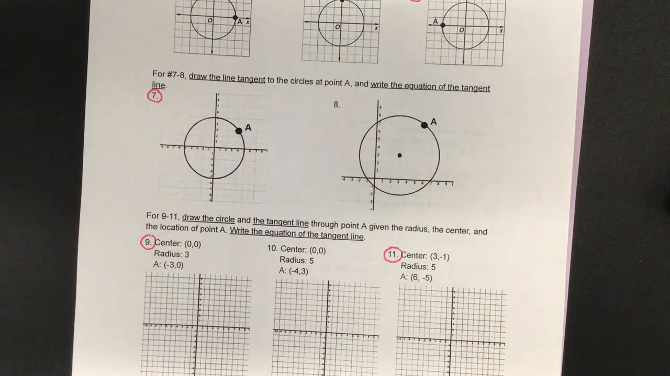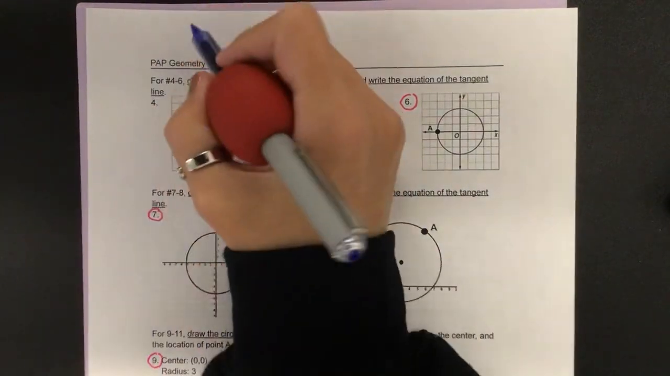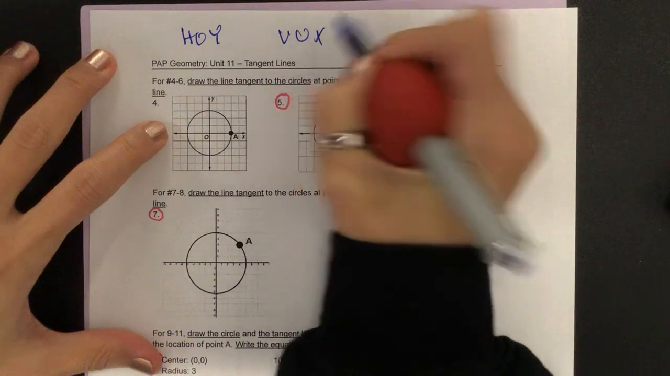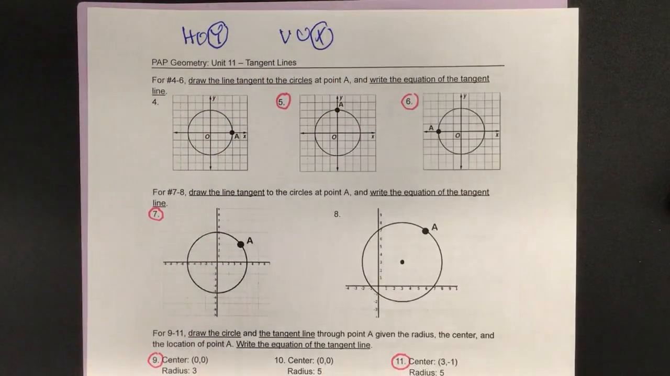We're good? All right. So on the very top, another reminder, let's write HOVOX. Horizontal lines have y equals. Vertical lines have x equals. And the key is the y equal to versus the x equal to. Okay, Esther, let's read the instruction for number 4 through 6, please. Draw the line tangent to the circles at point A and write the equation of the tangent line.